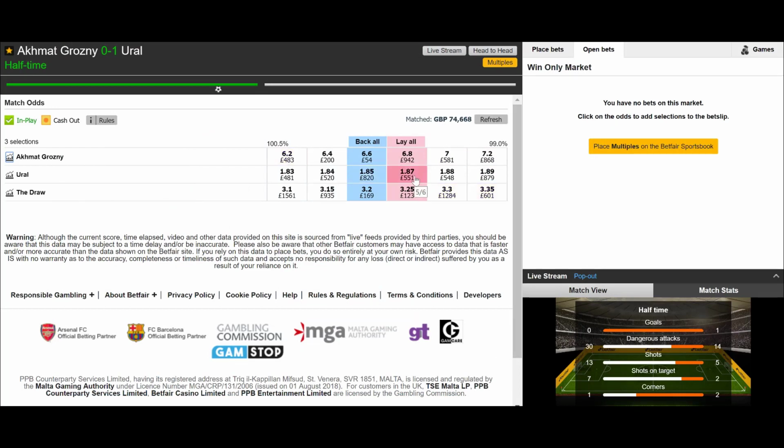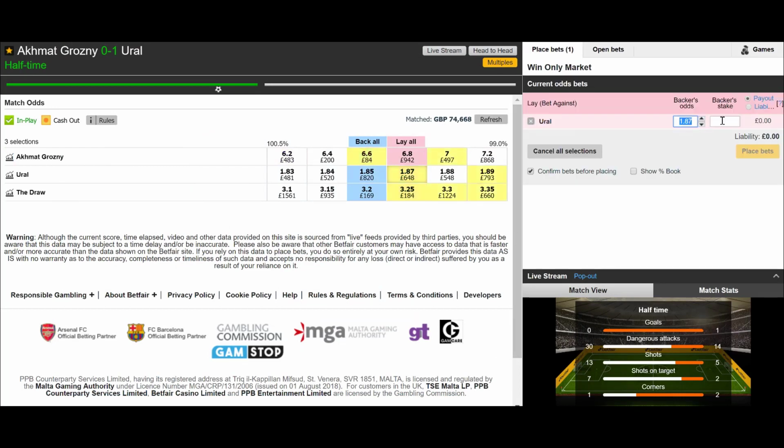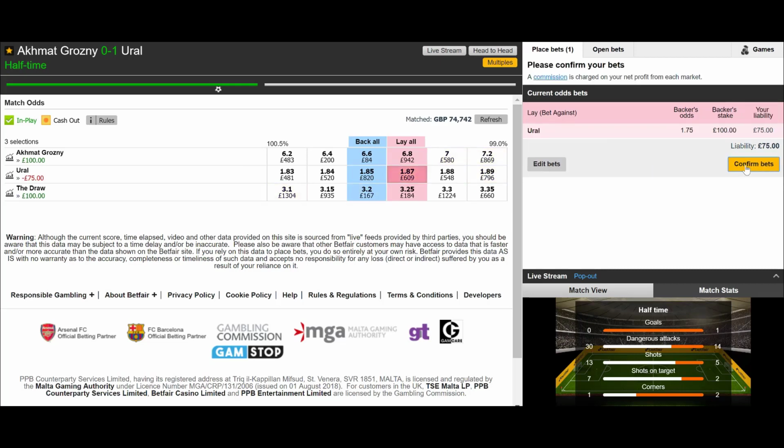So we'll get involved. And of course, I don't have to lay them here at 1.87. I could put in an order a bit lower, say 1.75, and just put that in the market. Because I know that when the second half begins, this price is going to start to go down with the time value, so I don't have to necessarily take the 1.87. I could get matched laying them at 1.75, maybe in the 50th minute or something like that.